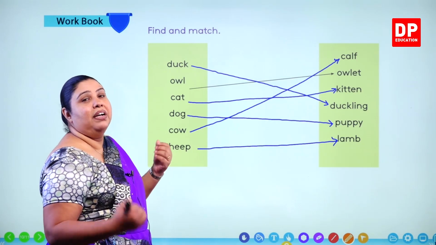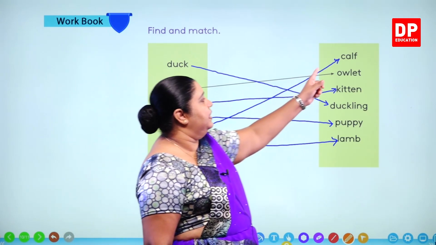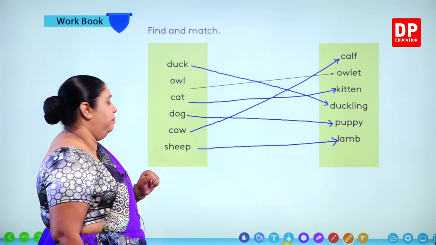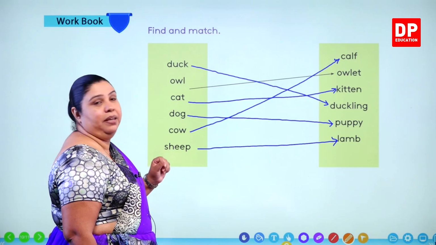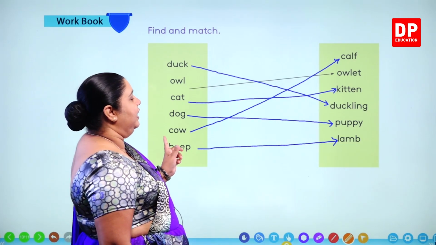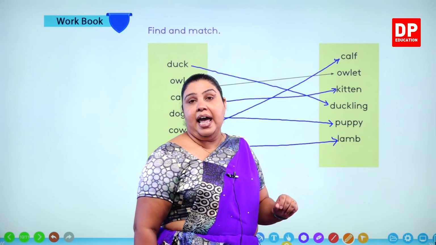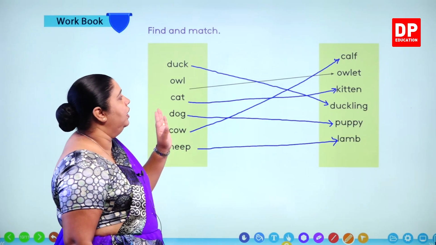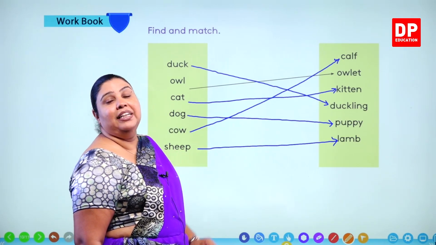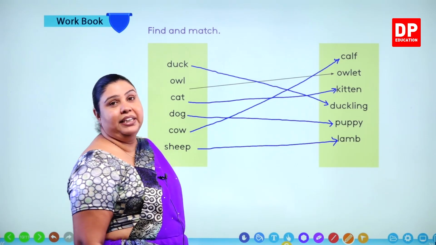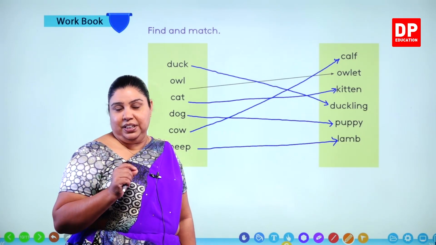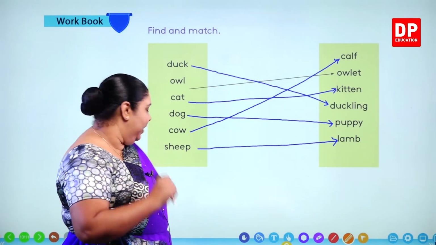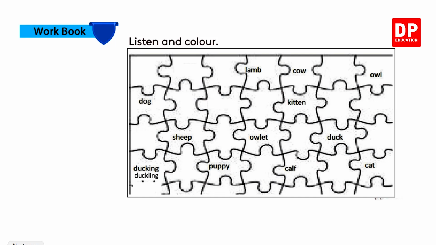C-O-W. Cow. And what is the baby cow called? Calf. C-A-L-F. Calf. Then we have the word sheep. S-H-E-E-P. Then the baby sheep is called lamb. L-A-M-B. Lamb. Right? So we have all the words matched to their little baby animal. So we have completed that. We have one last activity to do in your workbook related to our animal babies. Now we'll do that. It's the last one.